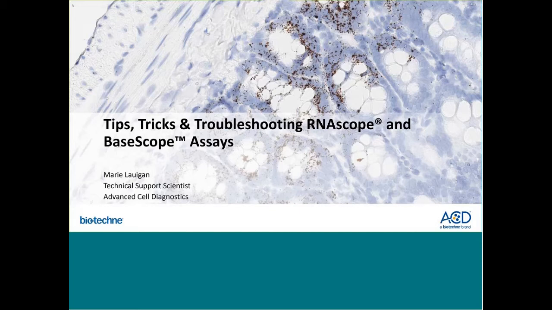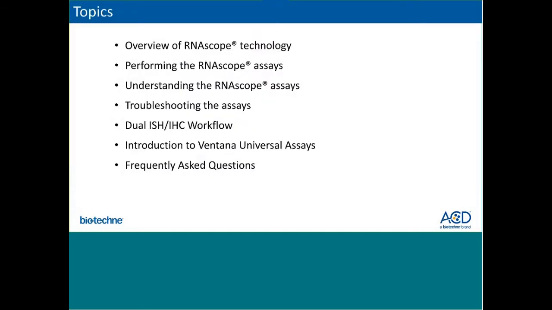And with that, I'd like to begin on some tips, tricks, and troubleshooting the RNAscope and BaseScope assays. Here's a quick overview of the topics I will be covering today. I'll do an overview of the RNAscope technology, performing the RNAscope assays, understanding the RNAscope assays, and then we'll delve into some troubleshooting. I'll also address doing the dual ISH and IHC workflow, as well as a brief introduction to the Ventana universal assays. And afterwards, I'll address some frequently asked questions.